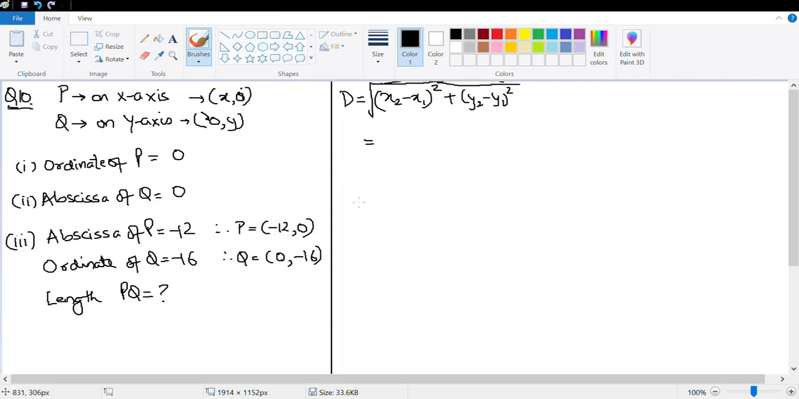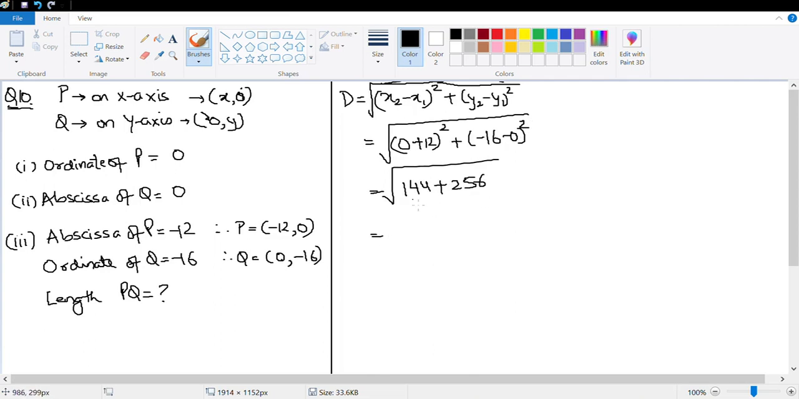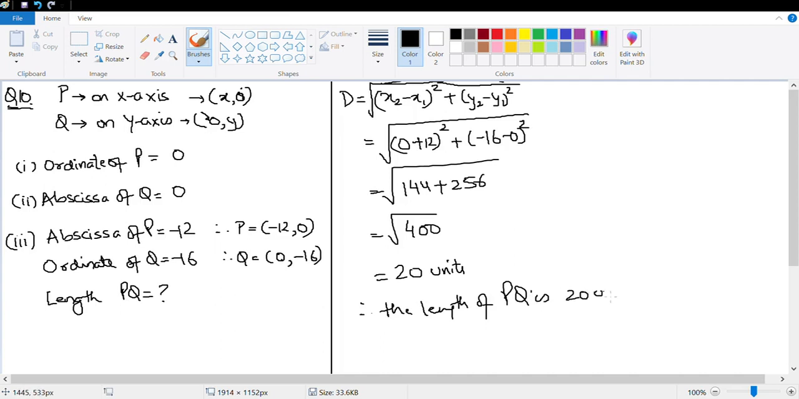So in this case, x2 is 0, so 0 minus of negative 12, that's 0 plus 12 whole square, plus negative 16 minus 0 whole square, the square root of this. 12 square, that's 144, plus 16 square, that's 256, the square root. This is 400, which means 20 units. Therefore, the length of PQ is 20 units. Done. Let's look at the next question.